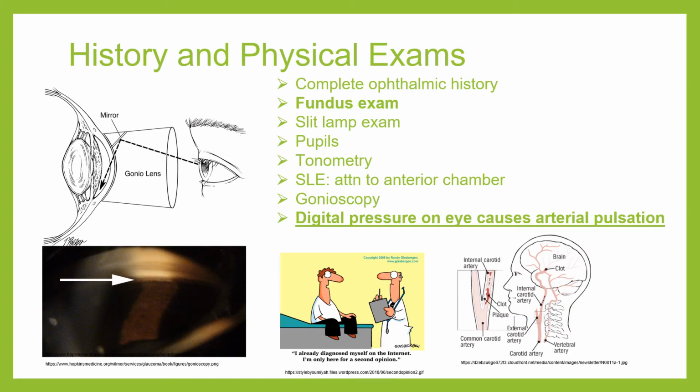history and physical exams. For this, take a thorough ophthalmic history from the patient, do a comprehensive slit lamp exam, paying attention to the pupils, and in a slit lamp exam, look at the anterior chamber for any signs of inflammation. Try putting digital pressure on the eye with the eyes closed to see if you can incite an arterial pulsation. Most important of all would be the fundus exam.